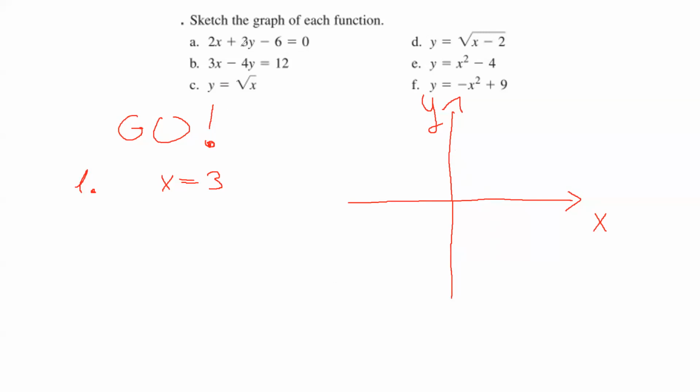Okay. So first, we should find the value of x when y equals 0. And the y-intercept is 2 and the x-intercept is 3.